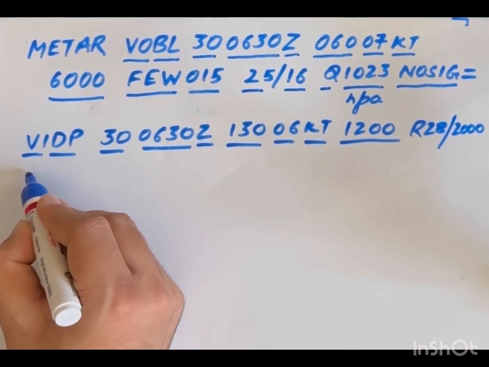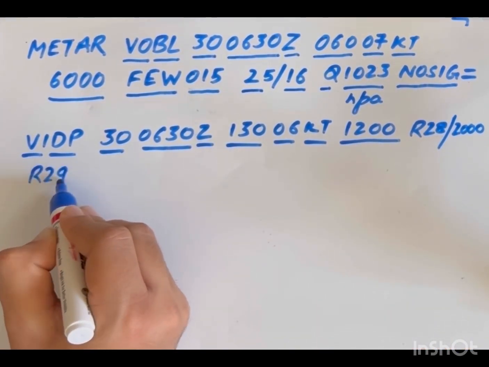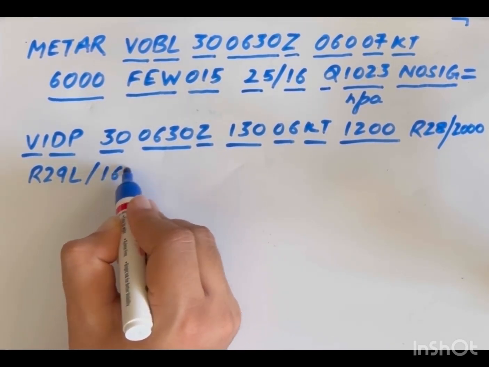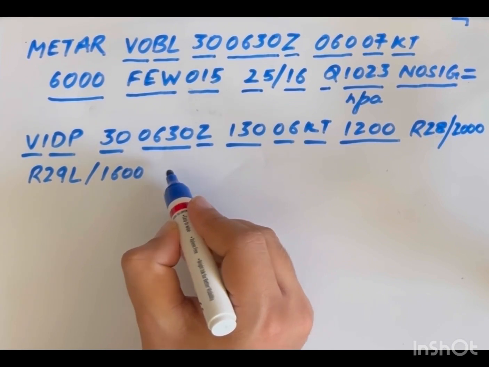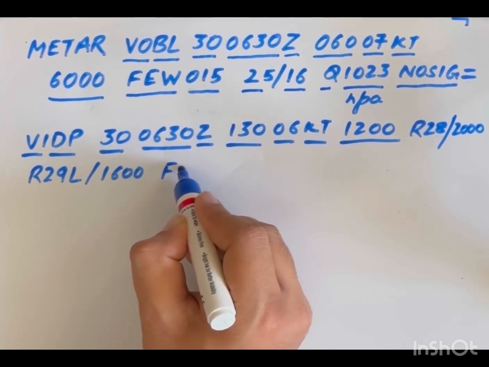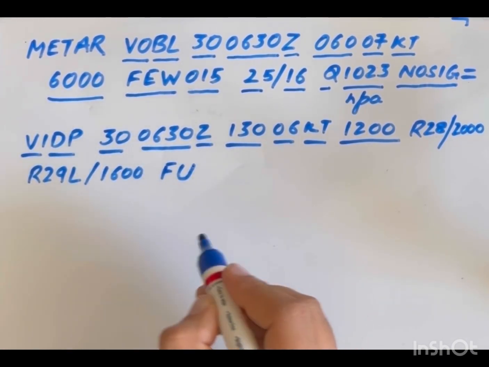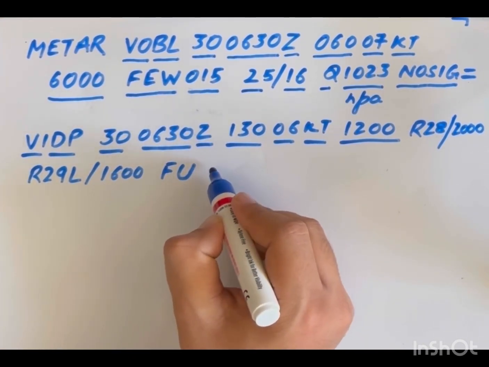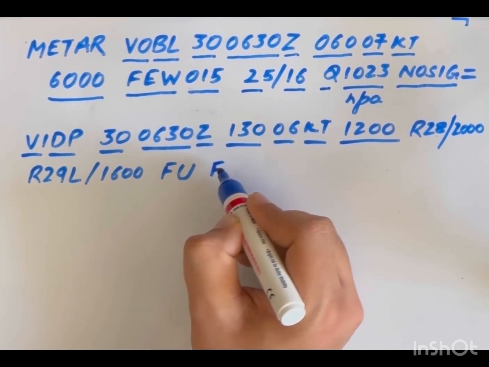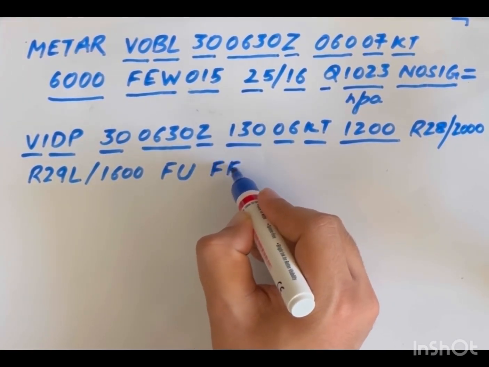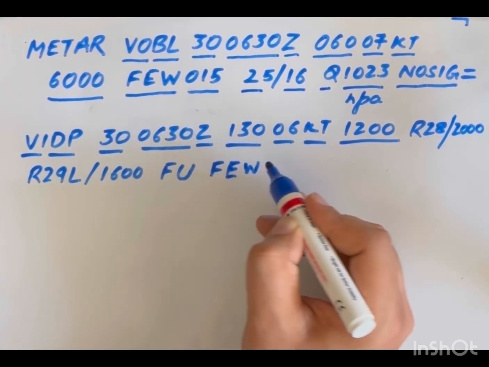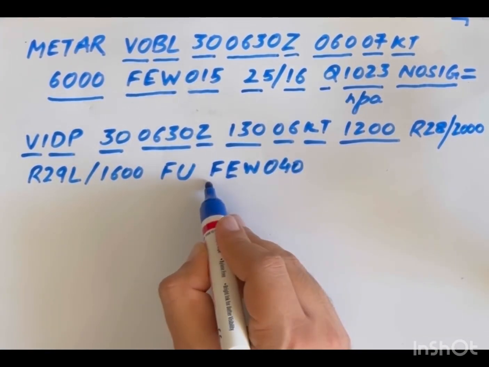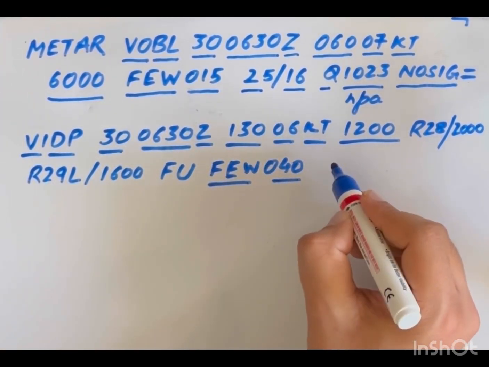Then they have a different runway, runway 29 left. And for this, they have given 1600 meters. Then they have written an abbreviation FU, which means smoke, more abbreviations in the meteorology chapter. And then they have given the information about the cloud groups around the airfield. So they have written FEW040. So there are few clouds at 4000 feet.